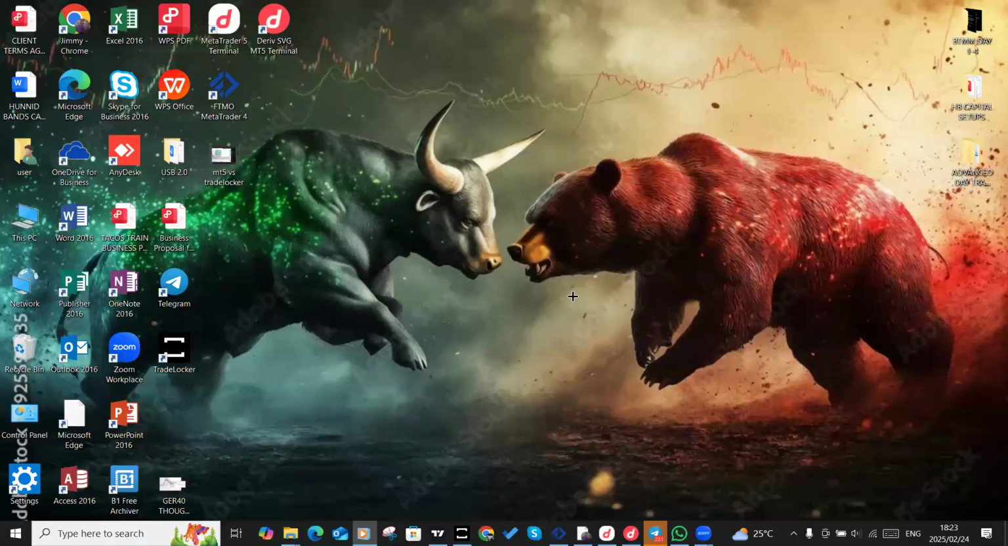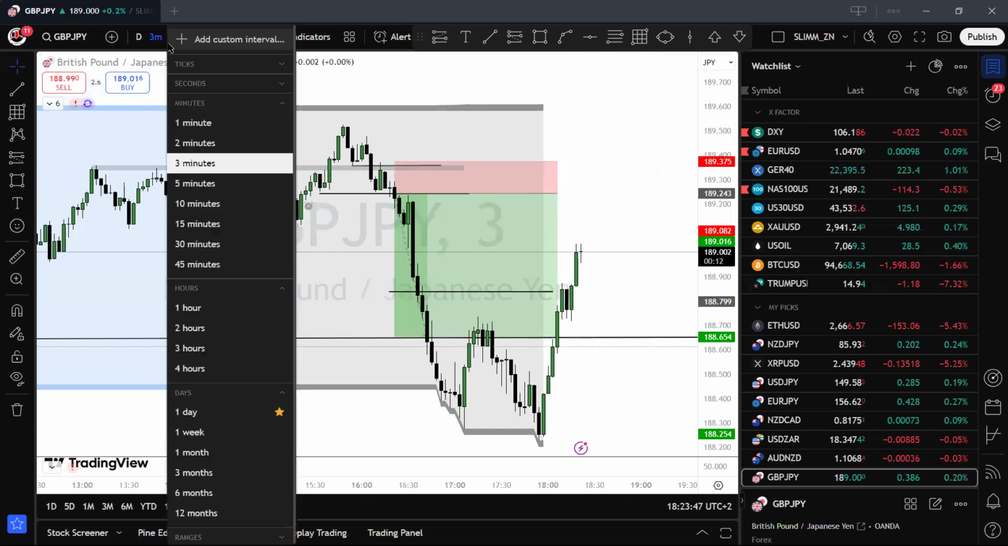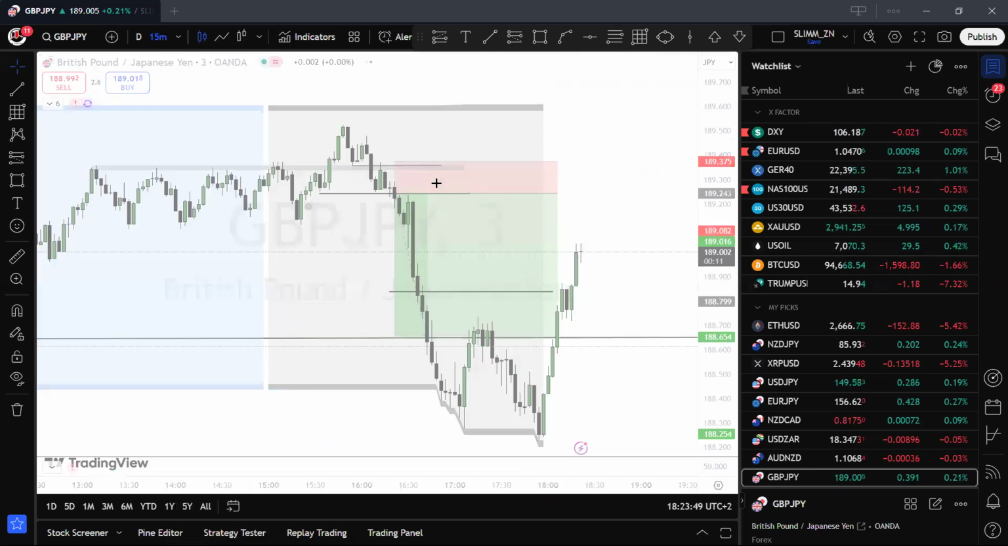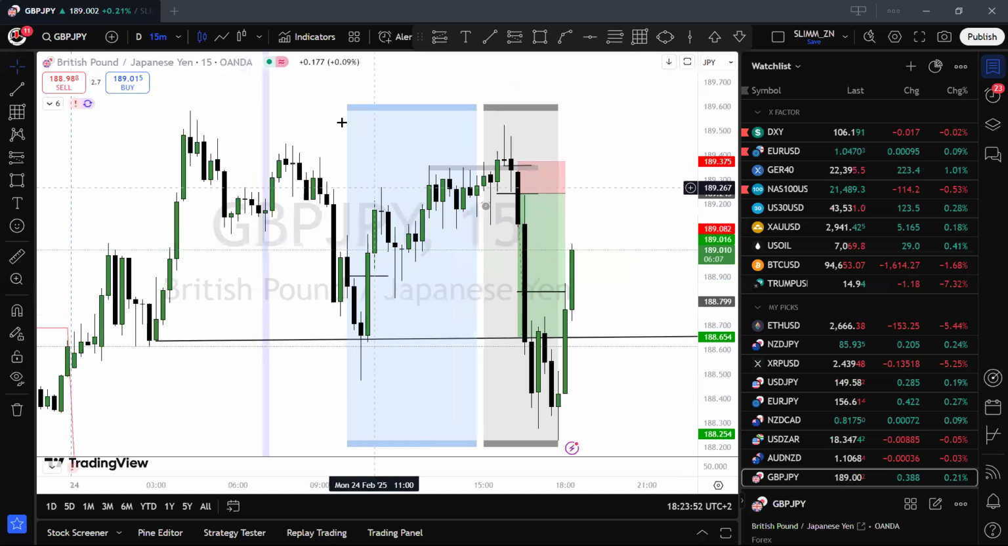So jumping down to TradingView, you can see this is already on M3. So let's just go back to M15 so that you can see how the price action was. So here you see my trading session boxes. This is the beginning of the London session. This is the beginning of the New York session.